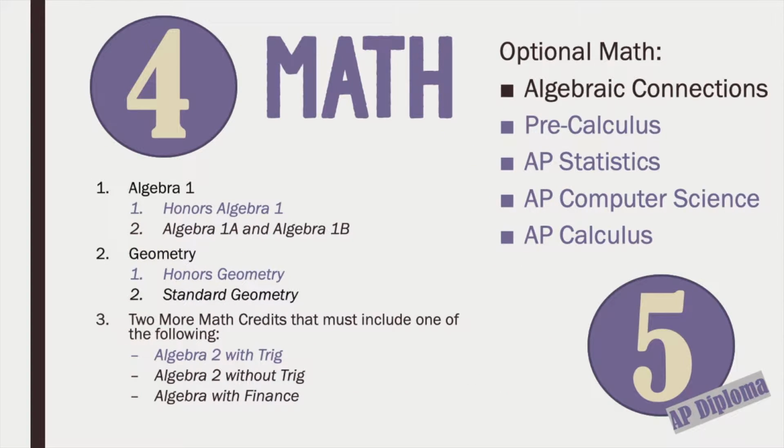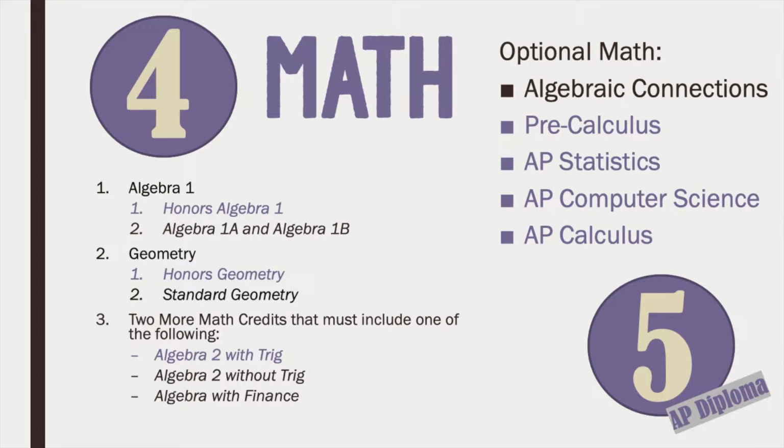The last core subject we have to talk about is math. Sophomores, you have the choice. You can take honors geometry or standard geometry if you did Algebra 1A and 1B last year. If you did honors Algebra 1 and honors geometry during your freshman year, you could be ready for Algebra 2 with trig or Algebraic Connections, which is a bridge class between geometry and Algebra 2. So just be prepared to talk to me about that just a little bit more so we can figure out the best fit for you.